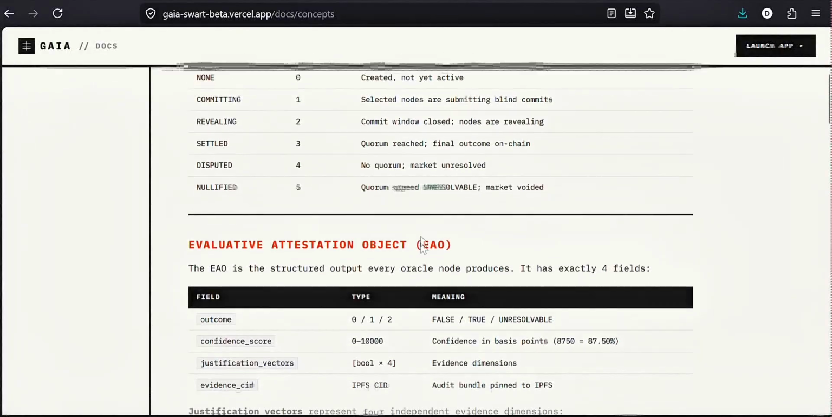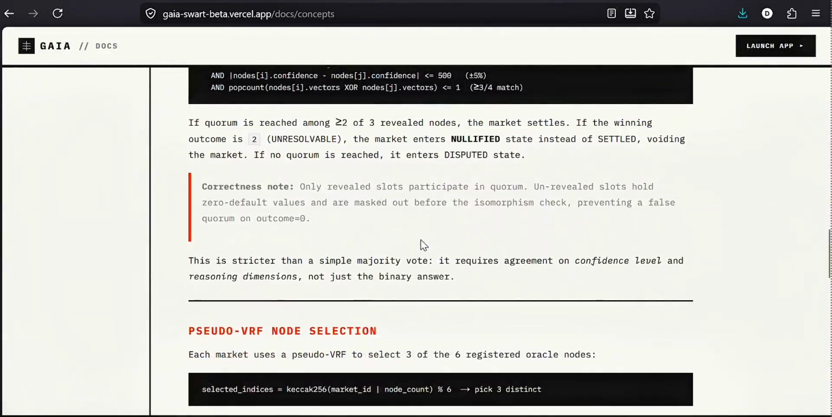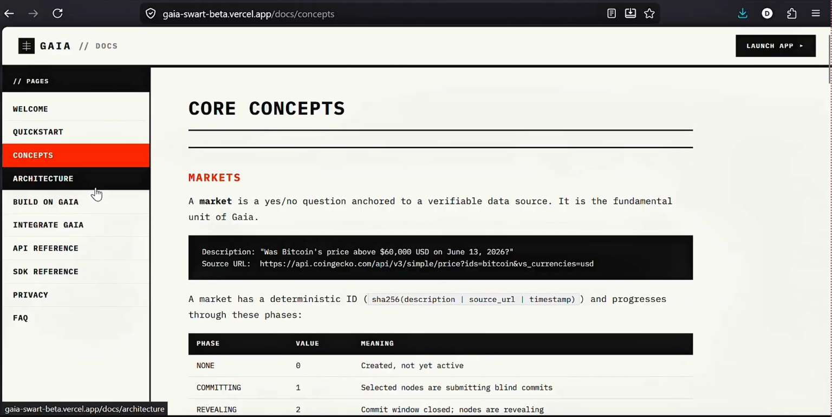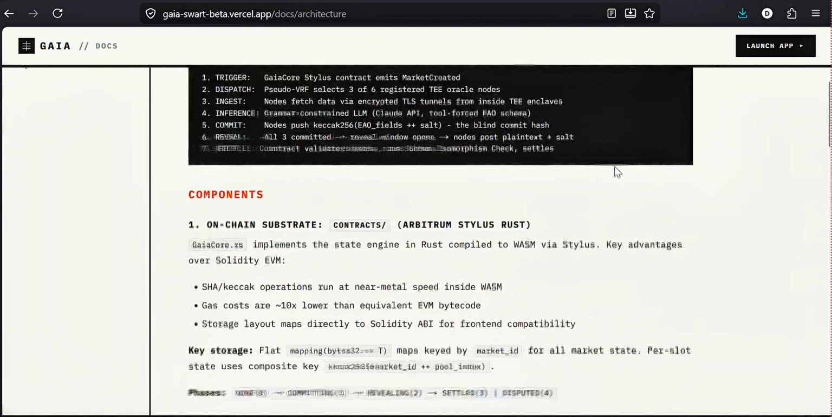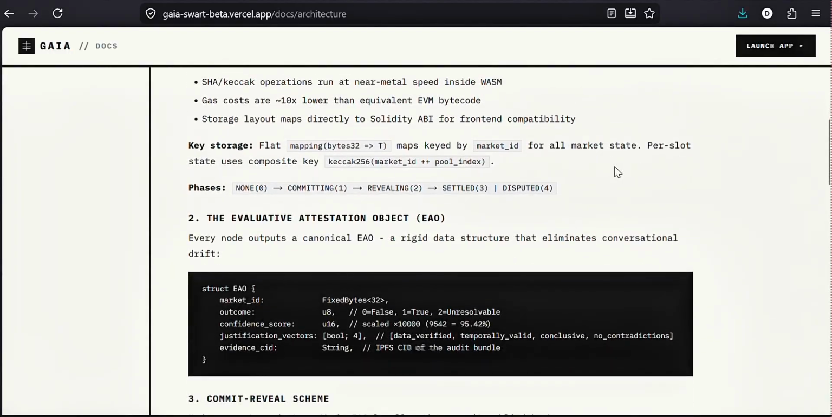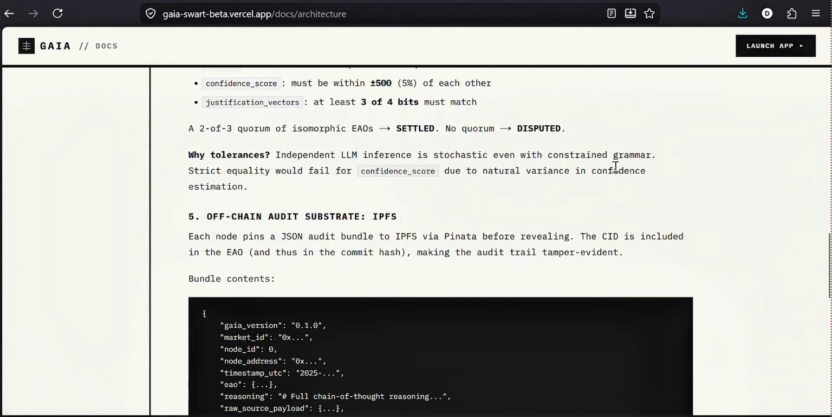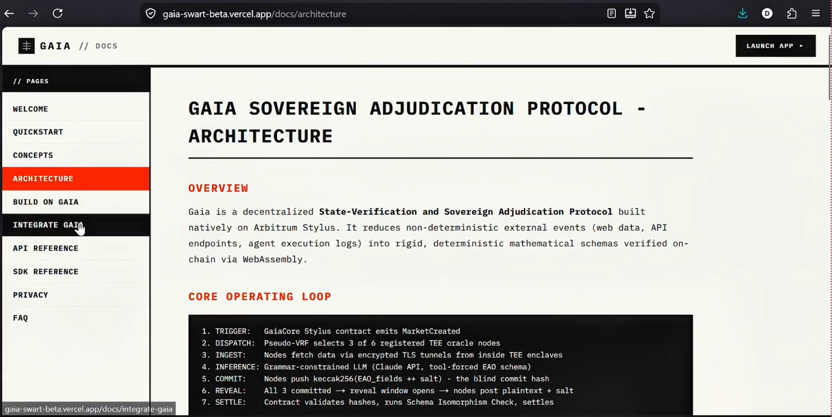So this is the docs as well. It contains the explanation around Gaia, the narrative, the architecture, what an EAO is, quorums, schema isomorphism check, and all that.